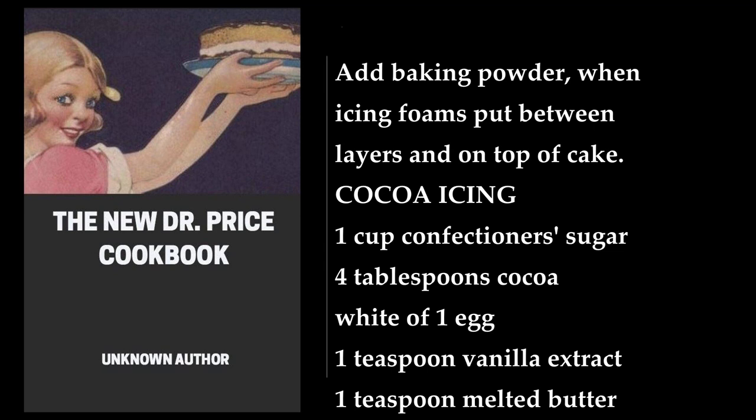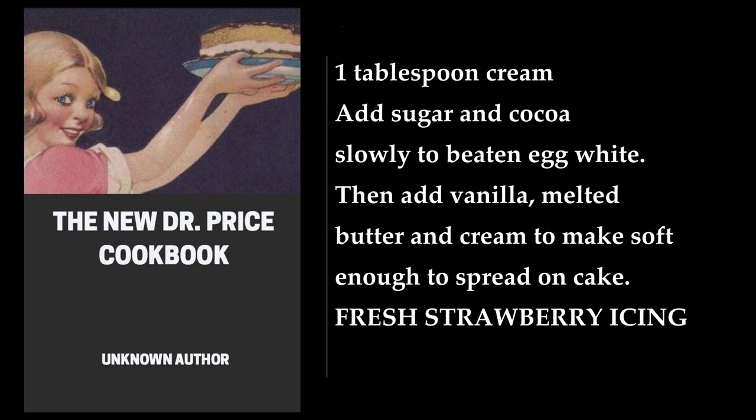Cocoa icing. 1 cup confectioner's sugar. 4 tablespoons cocoa. White of 1 egg. 1 teaspoon vanilla extract. 1 teaspoon melted butter. 1 tablespoon cream. Add sugar and cocoa slowly to beaten egg white. Then add vanilla, melted butter, and cream to make soft enough to spread on cake.